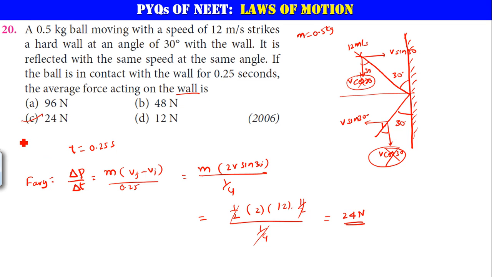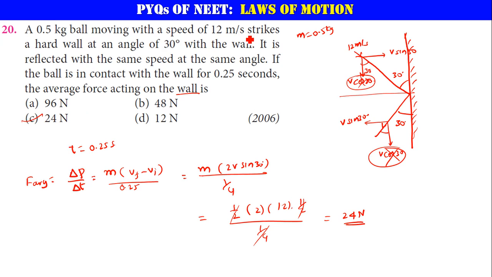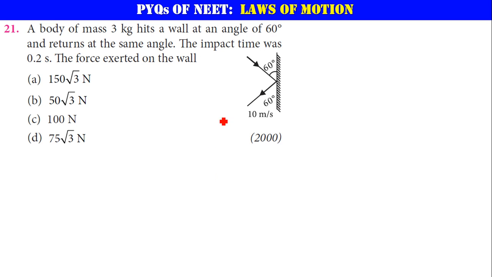Clear? Yes. Now the last question in this: a body of mass 3 kg hits a wall at an angle of 60 degrees. Similar to the previous question, where you have 60 in place of 30. That's it. Now the impact time was 0.2 seconds, and the angle is 60 degrees now. And now what is the force exerted on the wall?